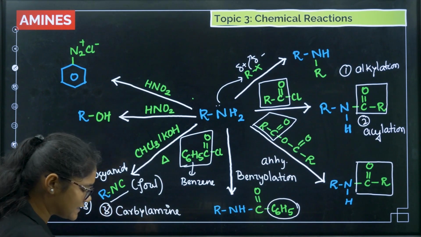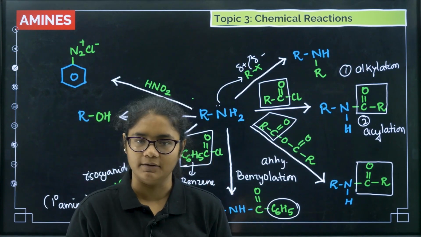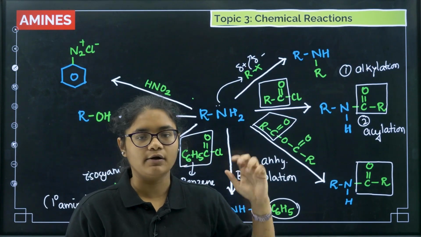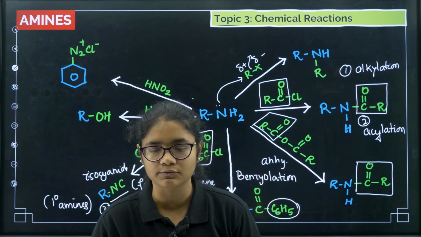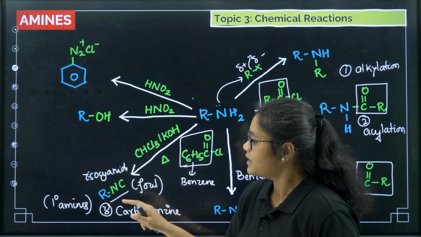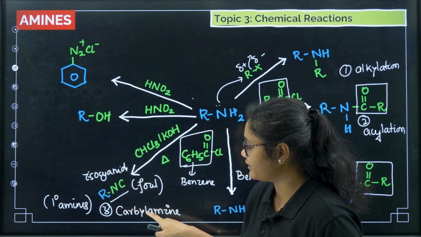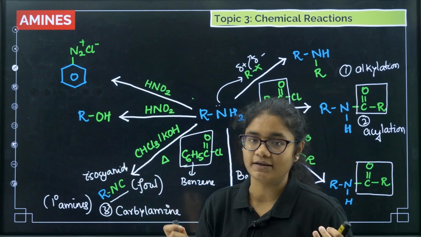So it can be used as a test to distinguish between the primary, secondary and tertiary amines. Like primary amines you can find out easily from this one. Carbylamine test, what will happen? If you treat RNH2 with CHCl3 and KOH, it will give you RNC, that is an isocyanide product which has a very foul smell and can be easily tested.